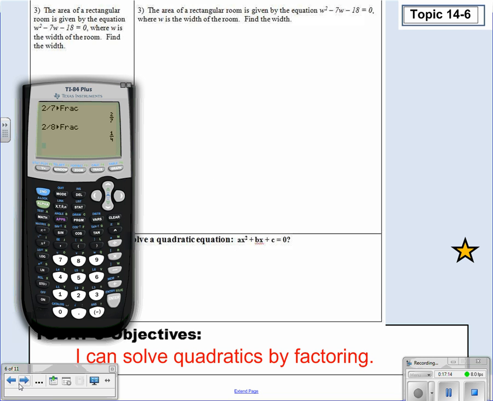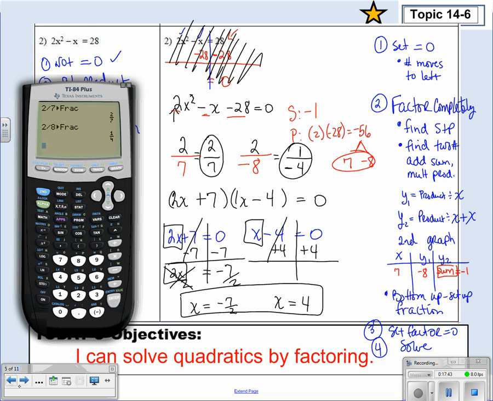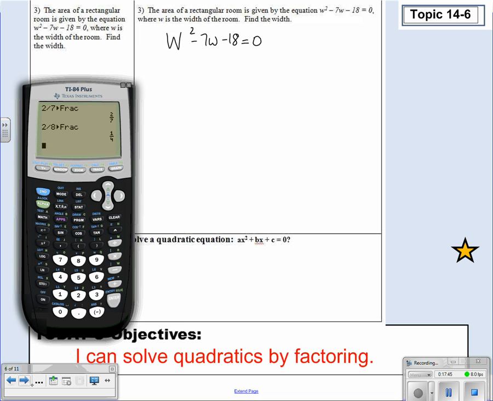So our last problem is a word problem, but you will see that it's still asking us to do the same thing. It's just now asking as a word problem. The area of a rectangular room is given by the equation w squared minus 7w minus 18 equals 0. So we have the equation w squared minus 7w minus 18 equal to 0. We want to find what the width of the room is. Notice in the previous problems, we were finding out what x was equal to. We want to find out what w is equal to, and that represents our width.